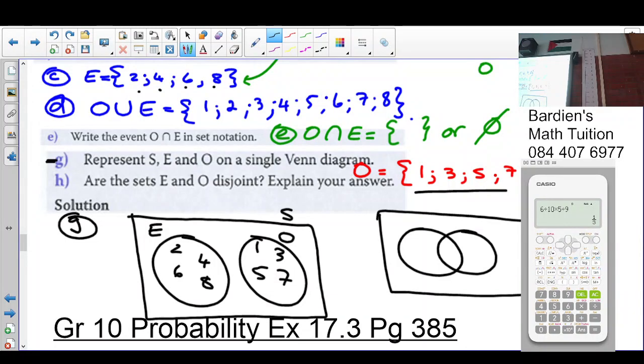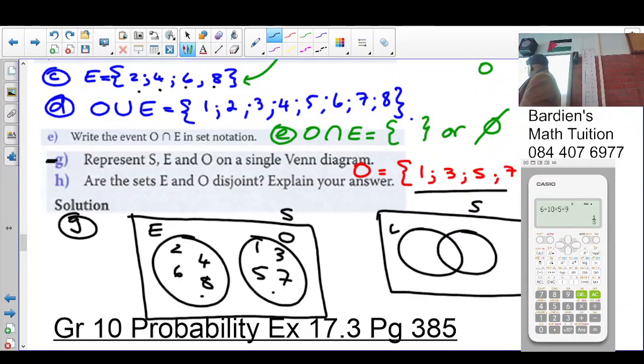When this happens, if there's nothing on the outside, there's a special name for this as well. You call this exhaustive. We'll get that word later on again. Exhaustive means all the elements are used in the subsets. There's nothing on the outside. These sets are also said to be complementary, which means they add up to the sample space. Again, that terminology will come out later.